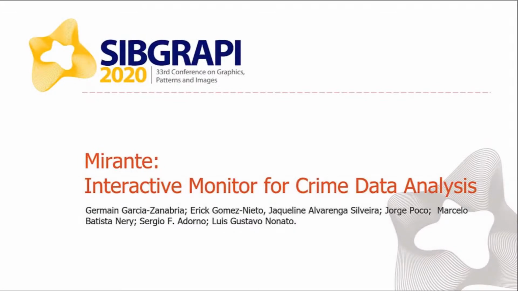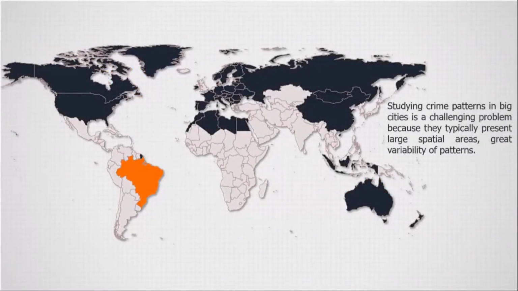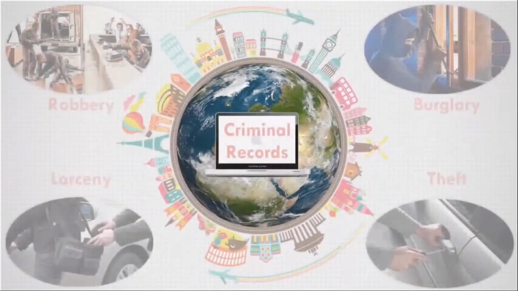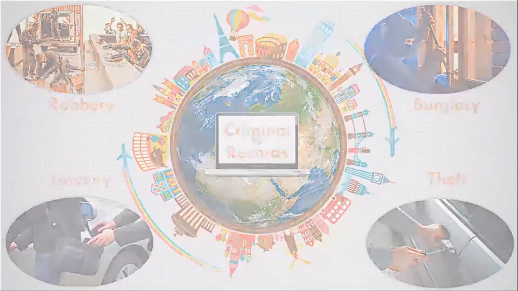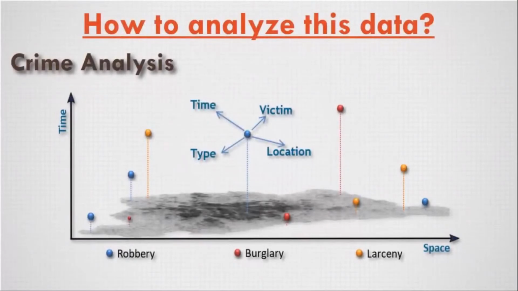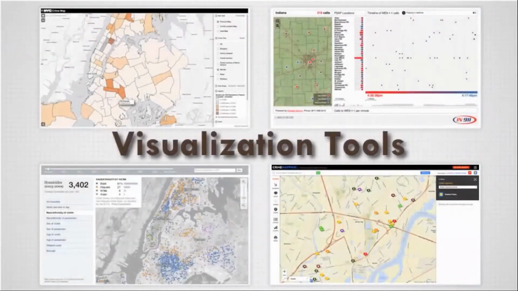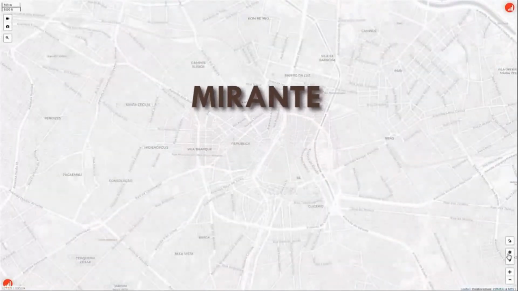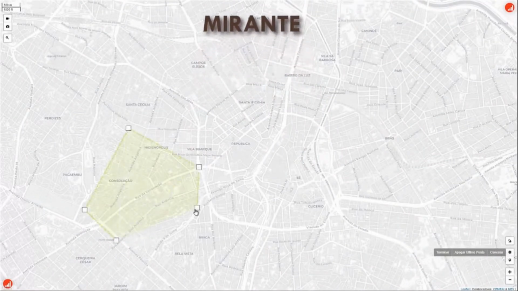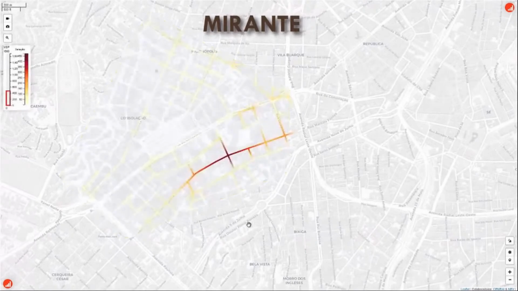Studying crime patterns in big cities is a challenging problem because they typically present large spatial areas, great variability of patterns, and a high volume of crimes ranging from petty thefts to homicides. Many countries in the world had a dramatic rise in criminality of different types. Analyzing crime patterns is a crucial activity to prevent, control, and reduce criminality in a region. In this context, visualization tools have proven to be critical in helping crime analysis. In this work, we present Mirante, an effective crime mapping visualization tool that allows the analysis of spatial temporal crime patterns at a street-level scale.